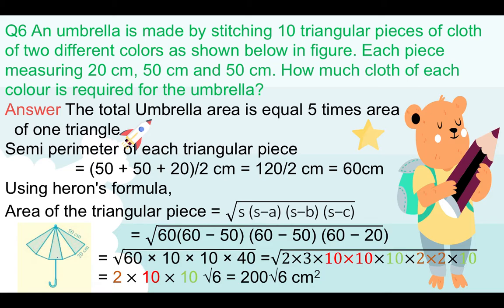Question number 6. An umbrella is made by stitching 10 triangular pieces of cloth of two different colors as shown below in the figure. You can see the figure. This figure is given in the book also with the question. Each piece measuring 20 centimeters, 50 centimeters and 50 centimeters. So these are the dimensions of the triangular piece by which an umbrella is made. So how many such pieces are there? 10. Means I will calculate the area for one piece and I will multiply it by 10 to find out the total area of the umbrella.